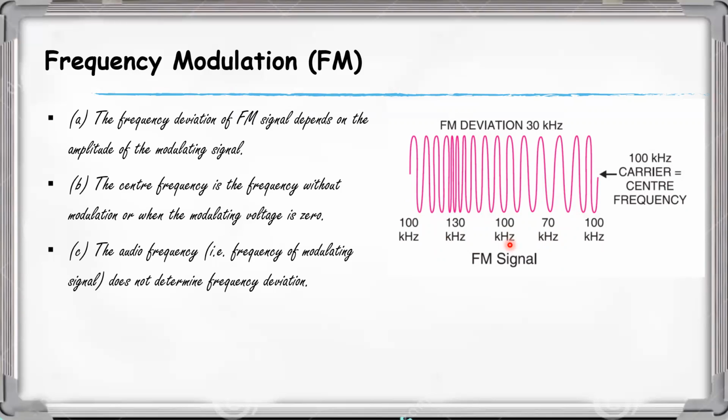and the deviation from the center frequency to the upper side and lower side must be 30 kilohertz. That is, the difference between 100 kilohertz and 70 kilohertz must be 30 kilohertz, and similarly the 130 kilohertz and the 100 kilohertz, its difference must be 30 kilohertz. Then the FM frequency deviation is 30 kilohertz.